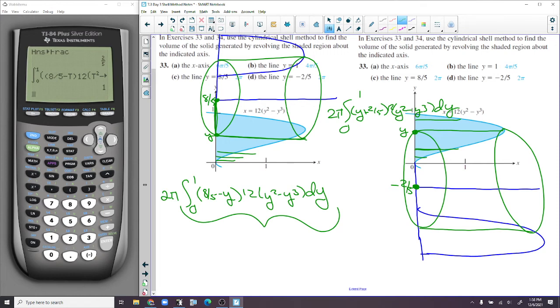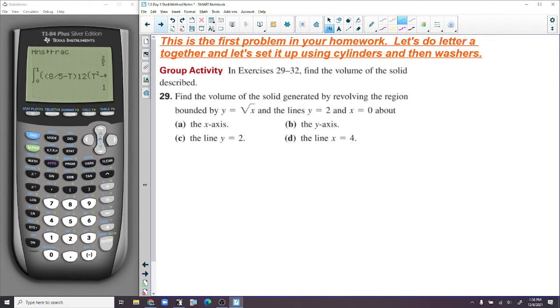You okay with that so far? The next slide is the first problem in your homework. Let's do letter A together. Let's set it up using cylinders, and then we'll show that you don't have to do the shell method every time. In your homework, I want you to do the shell method because that's the section we're on. That's what we're trying to practice. But I don't want you to think that we have to use shell method now. So set up letter A using the shell method. Go. And then we'll find the same answer using washers.